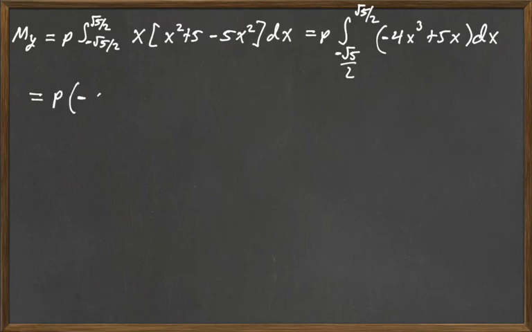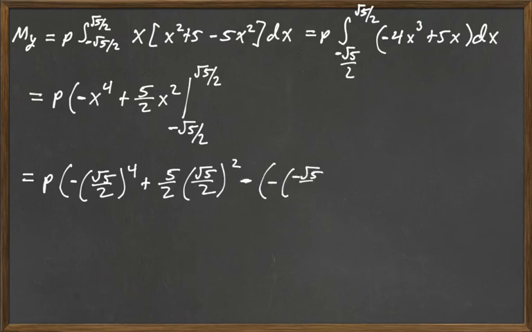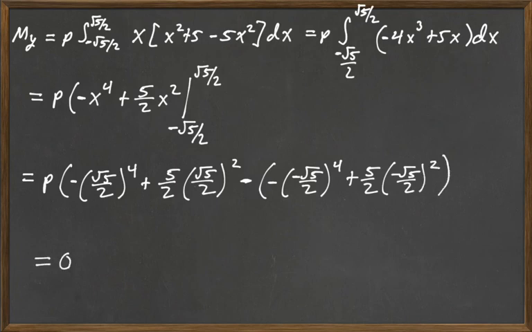So it's going to be rho, negative x to the fourth plus 5 over 2x squared, and evaluated from negative root 5 over 2 to positive root 5 over 2. And so what's going to happen is both plus and minus root 5 over 2 to the fourth power or to the second power is going to absorb the negative, and so you'll end up getting the same result. And so we're going to have whatever this value is, the same value here minus the same value here, and so this is going to end up being 0. Okay, so 0. So on the next slide, we'll go ahead and find that center of mass.